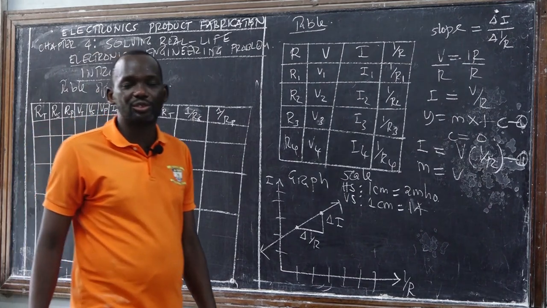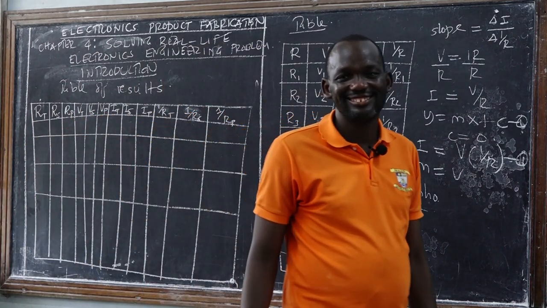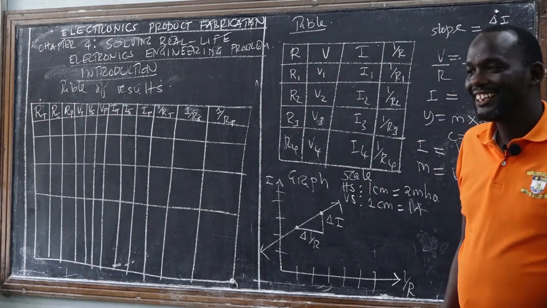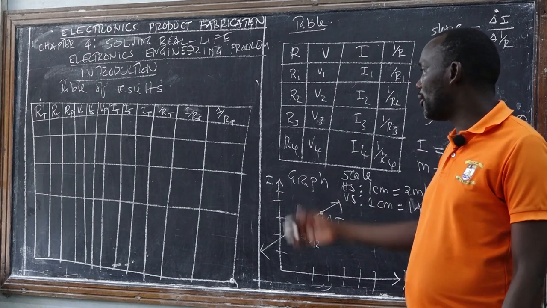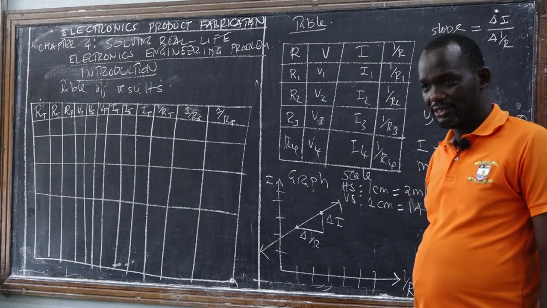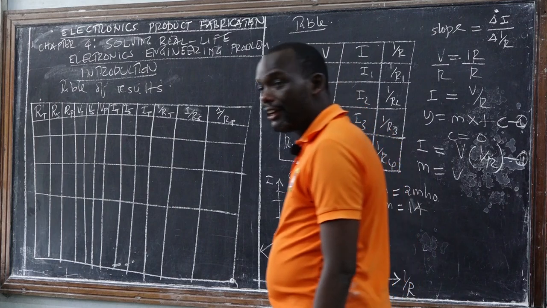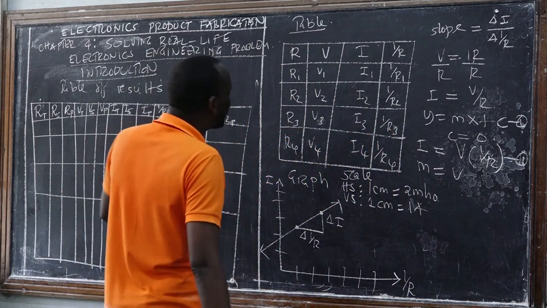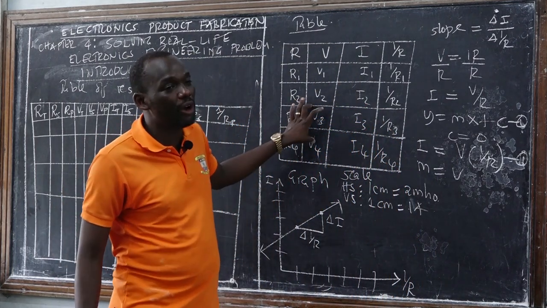So how many columns do we have? Counting the number of columns, 12 columns. But these 12 columns have been deduced from how many columns?